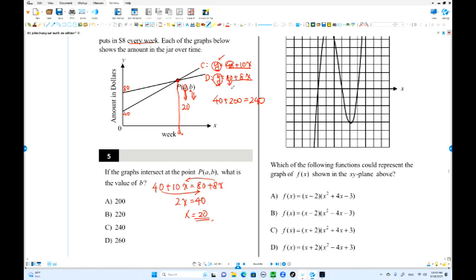Or you can use this one too: 80 plus 8 times 20, that's 160, still 240, okay? You can use either of the equations. So this point is 20 and 240.